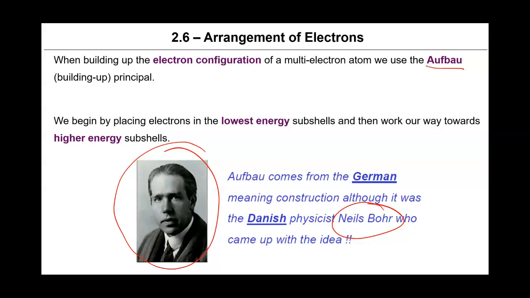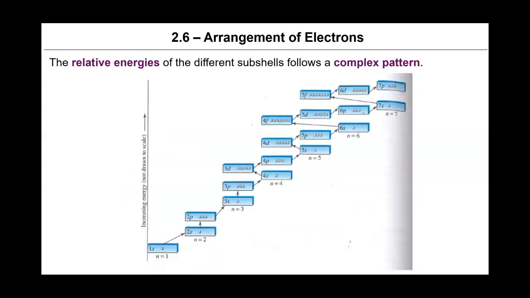It's a little bit weird because Aufbau is a German word, but Niels Bohr was Danish. And my theory is that he was probably trying to impress Albert Einstein, who was one of the world's most famous physicists at the time he was doing this work, who was German.